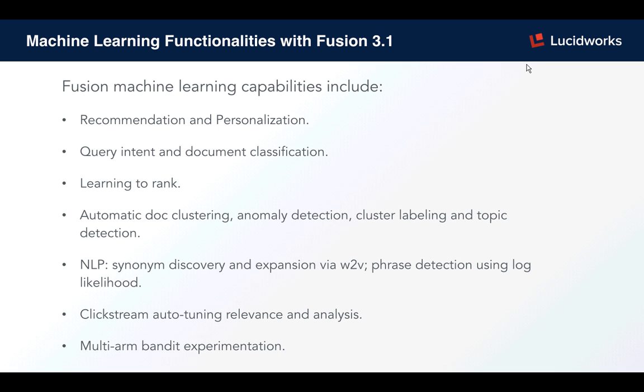On the unsupervised learning side, we have a comprehensive automatic document clustering module that also provides capabilities of automatic anomaly detection, cluster labeling, and topic detection. On the NLP side, as Andrew mentioned before, we have the Query Explorer, which provides NLP functionalities such as synonym discovery and query expansion, using a neural network method called word2vec. We also have automatic phrase detection using log likelihood.